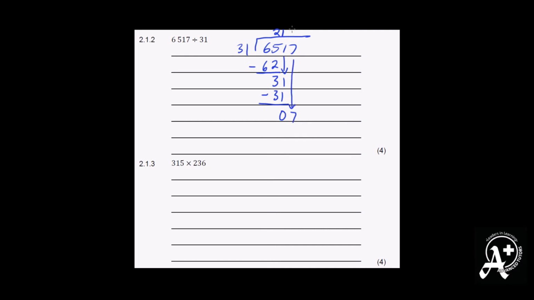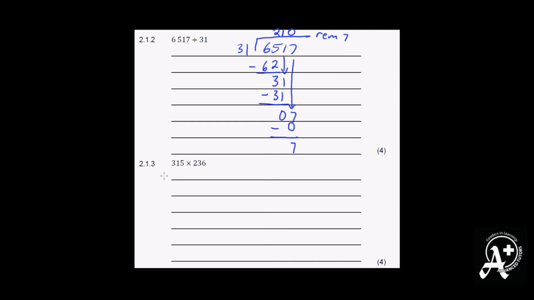31 can't go into 7, so it goes into 7 0 times. And 0 times 31 will give me 0, so we're going to minus the 0 and we take the 7 down. There's no other number to take down, so the 7 will be my remainder. So 6,517 divided by 31 is 210 with a remainder of 7.